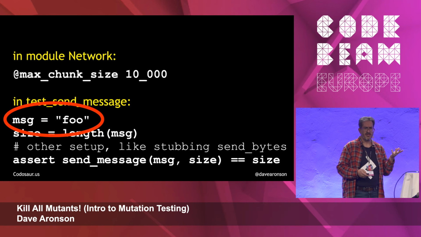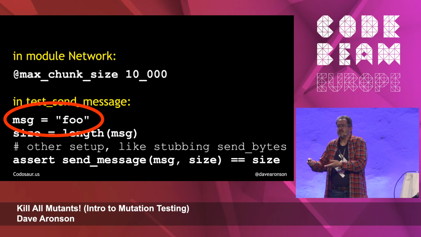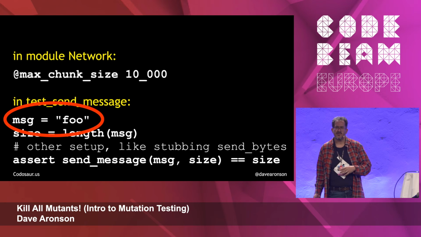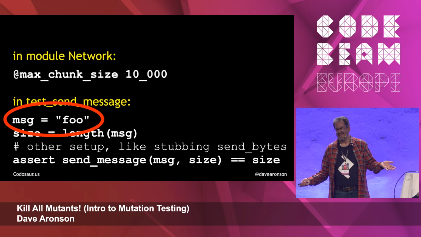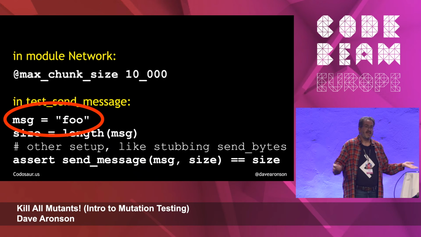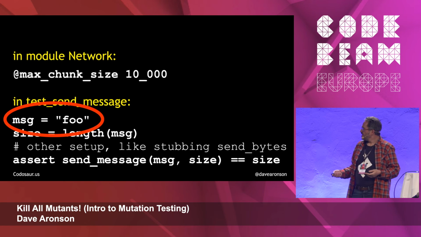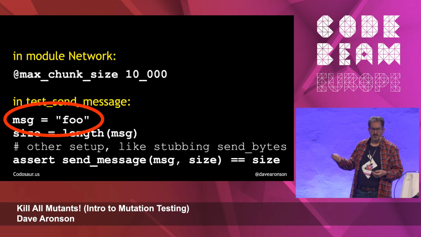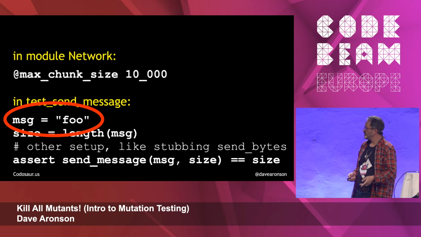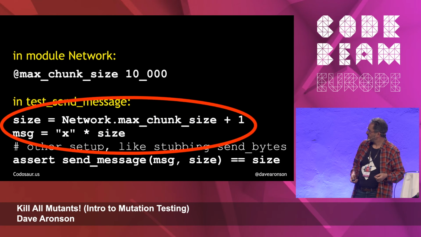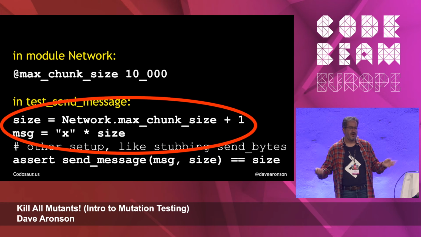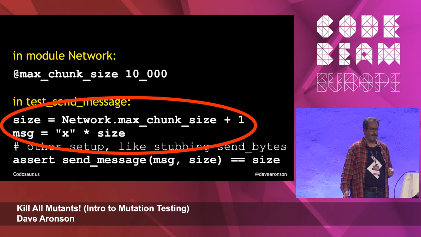Maybe 4 if we have a null terminator, or maybe a little more depending exactly how it's serialized, but almost certainly not 10,000 bytes. And the obvious fix in this case is to use a bigger message, bigger than we can send in one chunk. And it's easy to construct one with this pretend code. We just take our maximum chunk size, add 1 or however many we care to, and create that bigger message.